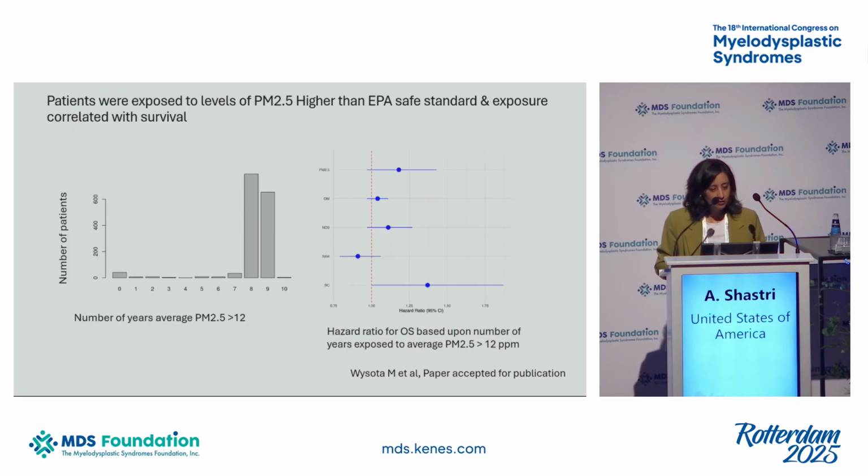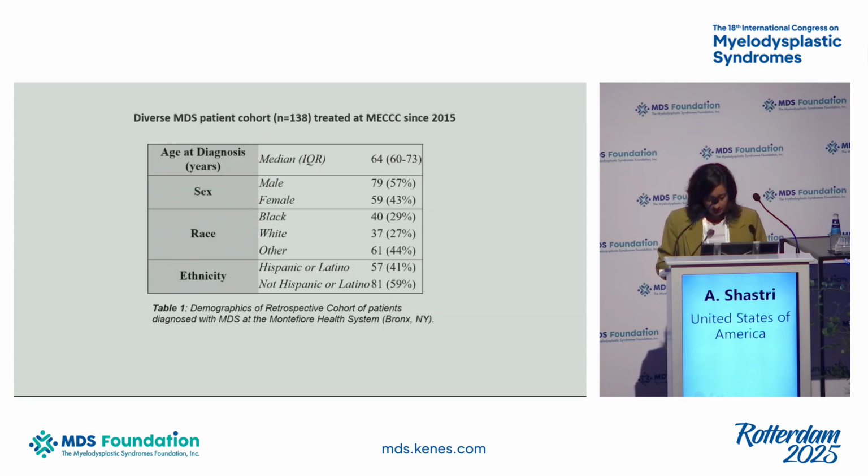And some interesting correlates that we saw from this work was that the patients in our study were exposed, for almost a decade, to PM2.5 levels that were well above the EPA standard. And there was a hazard ratio for overall survival for PM2.5 and black carbon that trended towards significance, but was not significant. I will show you some limitations and how we are overcoming this, but I want to switch quickly to the reason why we're here, which is MDS.